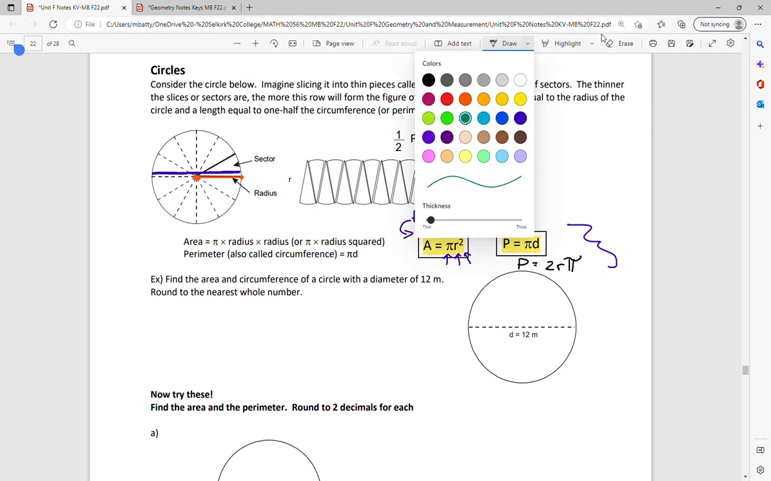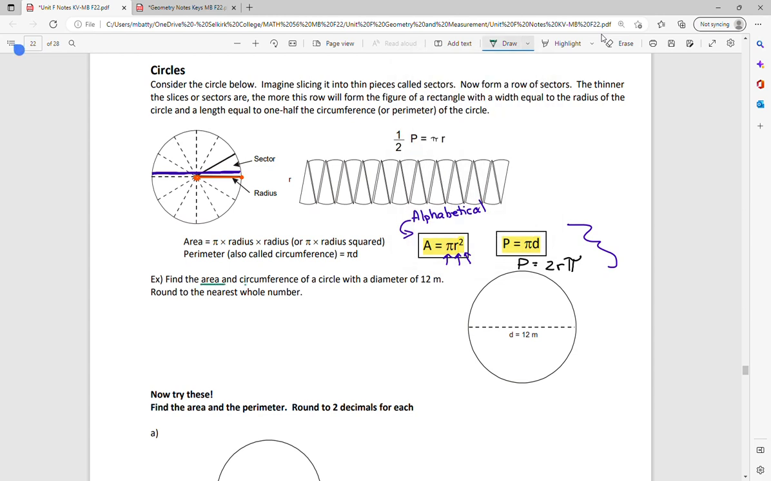So this example here, we want to find the area and the perimeter, or the circumference of the circle. We have the diameter of 12. And so the area would equal pi r squared. If we know the diameter, then the radius is going to be half of that, is going to be 6 meters. And so I could put that into my calculator. I'd have pi times 6 squared.